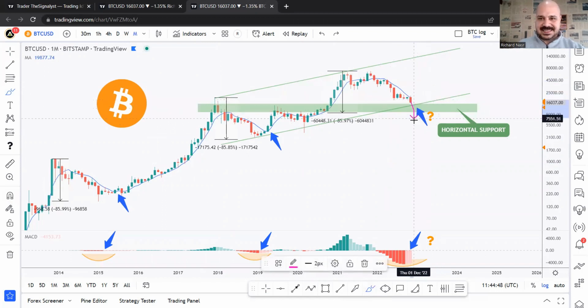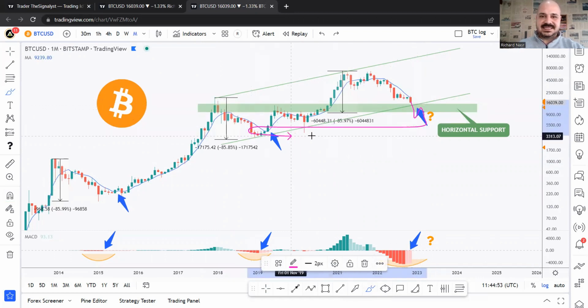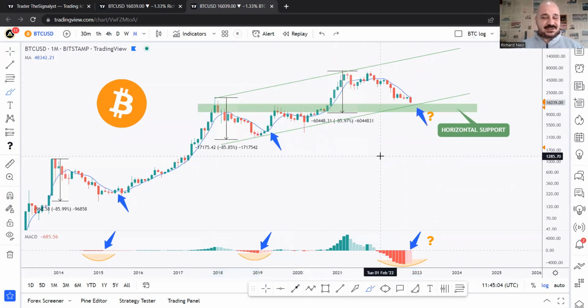Of course, if this 10K is broken down, it wouldn't be good. We'll be expecting further bearish movement till around the 3K to 5K support zone, which we can clearly see here. Multiple rejections from this area, which is also a demand zone. So that's it for now.